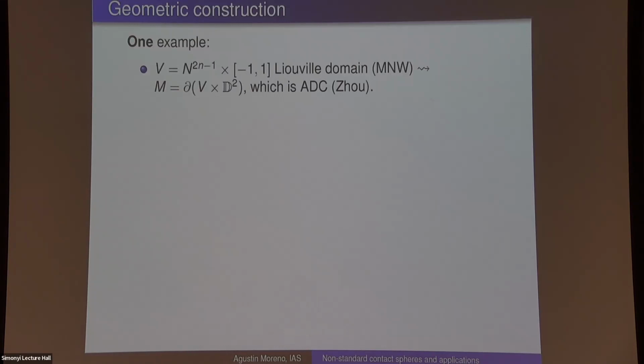But anyways, you take one of those, and then what you do is you stabilize it. So you take its product with the disk, and you look at the boundary of that. That's some contact manifold M, and you can check that it's ADC. This was checked by Zhengyi.